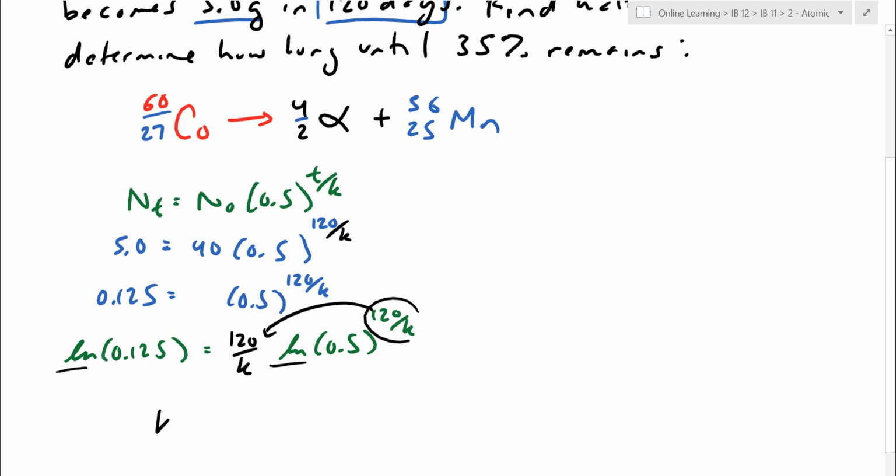I'm going to isolate for K here. K would then be 120 multiplied by ln 0.5 divided by the natural logarithm ln 0.125. Just pretty much showing you want to use the same log on both sides. 120 times ln 0.5 divided by ln 0.125, and this gives you here 40. Now that looks like a really pretty number.